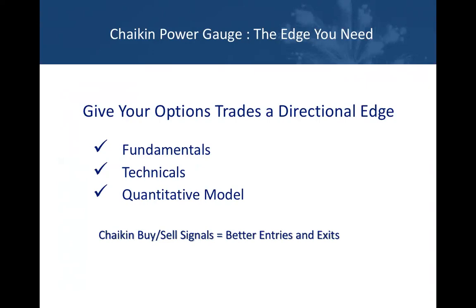Sounds simple, but most people don't appreciate how important that is. They do random, out of the money, weekly put buying or call buying on stocks that are in the news where they don't really have that directional edge. So we give you that directional edge by combining fundamentals with technicals into a quantitative model that we call the Chaikin Power Gauge rating. That's what Jim Cramer and John Najarian were talking about on that video. And then we give you 6 pairs of buy and sell signals for better entries and exits.